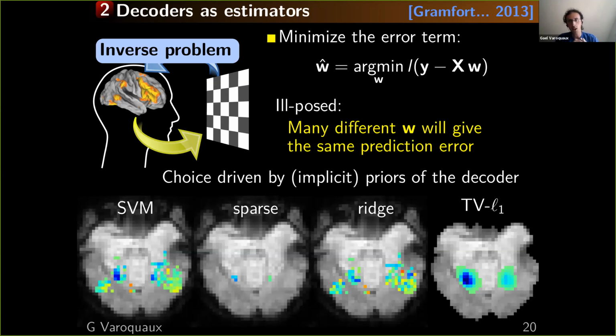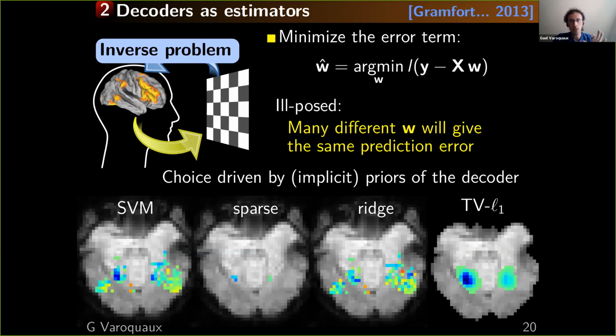And this is well adapted to the intuition of functional units of the brain, which are made of locally connected sets of voxels.